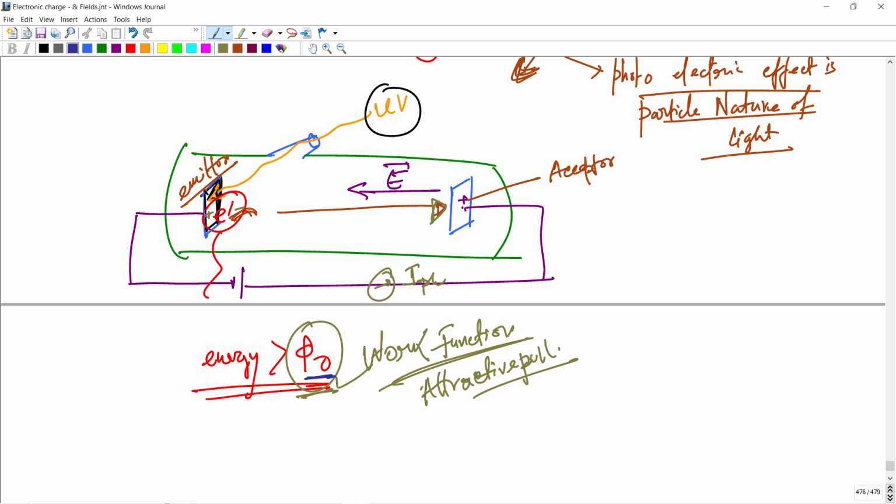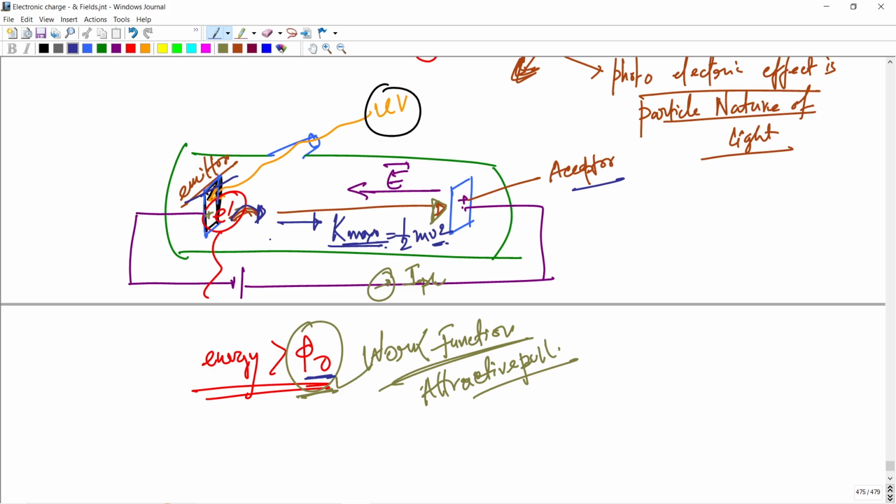So the electron moves with energy greater than the work function. There is some maximum kinetic energy, half mv squared, which gives the velocity. The electron released from the emitter plate with that velocity moves towards the acceptor plate. That is the basic photoelectric effect.